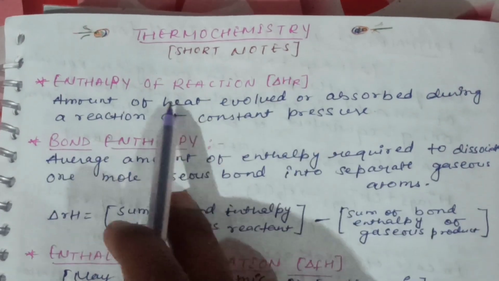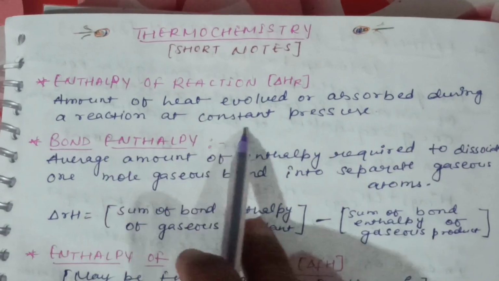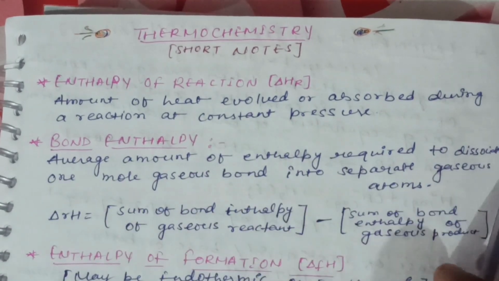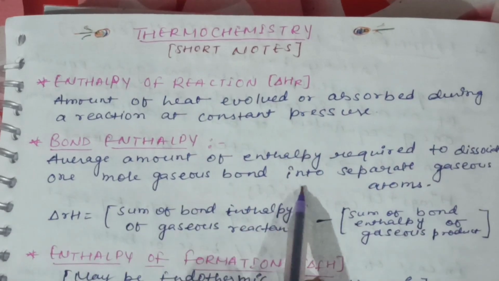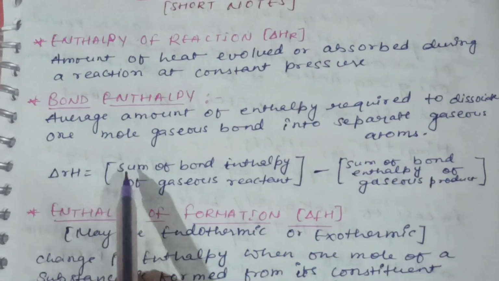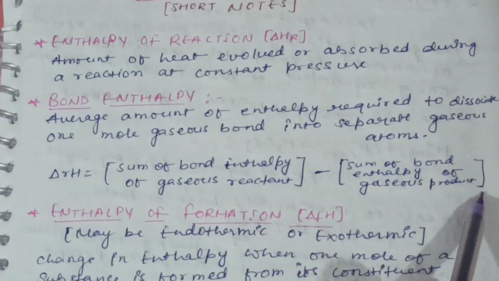Thermochemistry, short notes. Enthalpy of reactions, ΔrH: the amount of heat evolved or absorbed during reactions at constant pressure. Bond enthalpy: the average amount of enthalpy required to dissociate 1 mole of gaseous bonds into separate gaseous atoms. ΔrH is equal to the sum of bond enthalpies of gaseous reactants minus the sum of bond enthalpies of gaseous products.